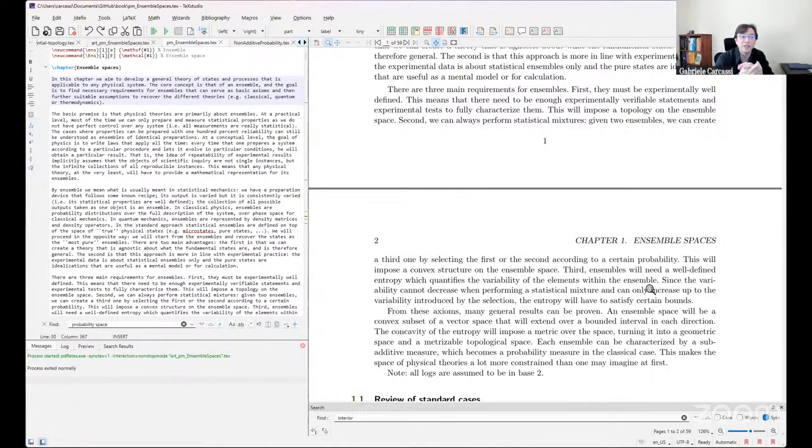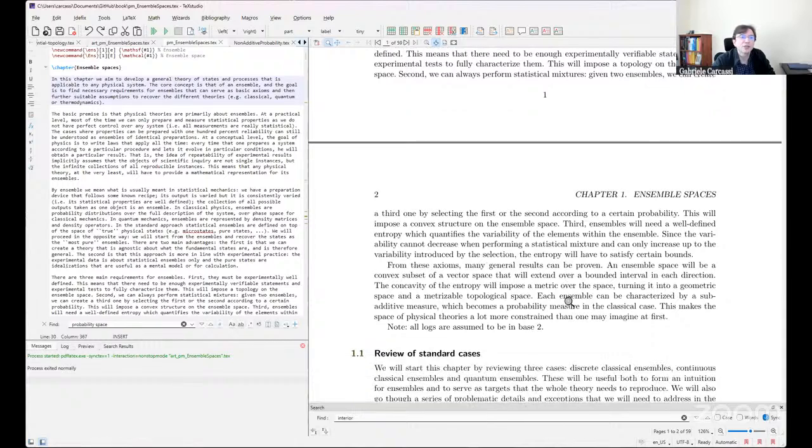The Shannon entropy is the only indicator of variability of elements within a set that is monotonic, continuous, and linear in probability. And all those things are things that we're going to see later while we develop the theory. This is just an overview of how the whole thing needs to work. Since the variability cannot decrease when performing the statistical mixture and can only increase up to the variability introduced by the selection, the entropy will have to satisfy certain bounds.